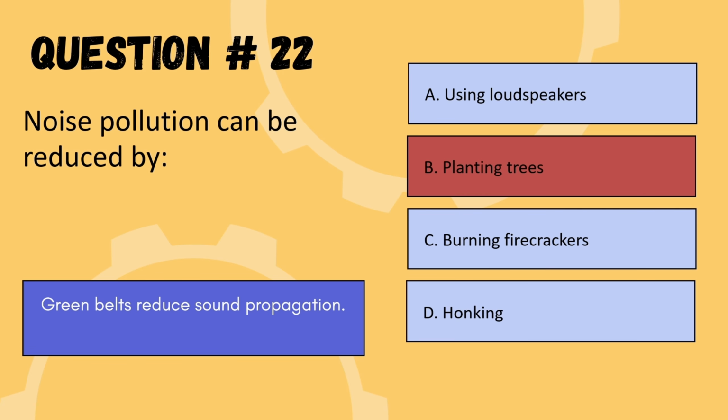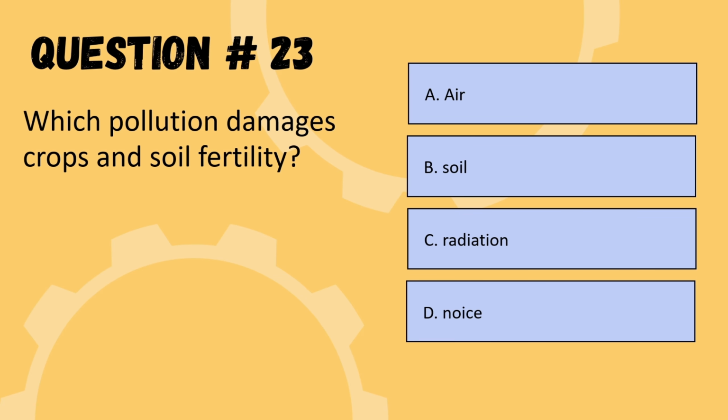So we are moving to question number 23. Which pollution damages crops and soil fertility? Options are air, soil, radiation, or noise. So the correct option is option B, soil.